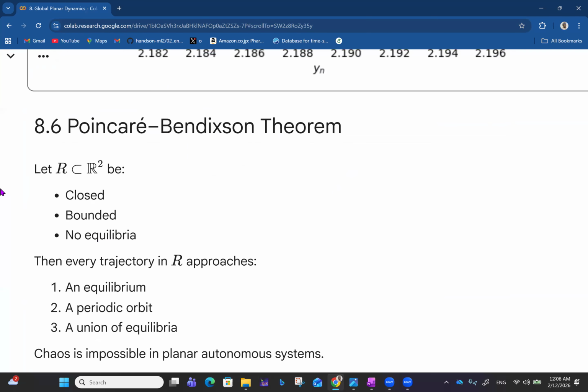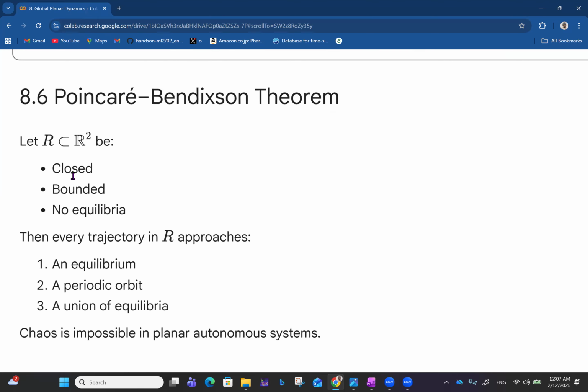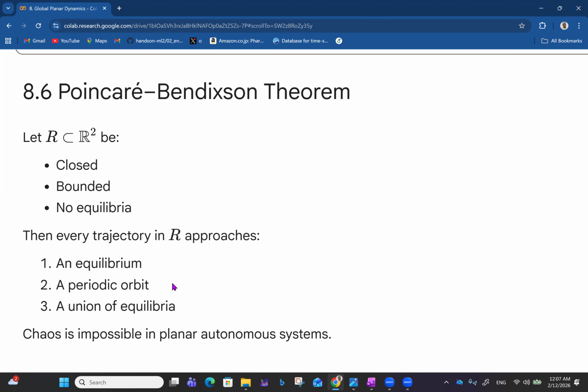So if you let R be a subset of R squared, and that R is closed, it's bounded, and it has no equilibria, then every trajectory in this R will approach an equilibrium, a periodic orbit, or a union of equilibria too. Okay, so chaos is impossible in planar autonomous systems. This is the idea here, that chaos is impossible in planar autonomous systems.